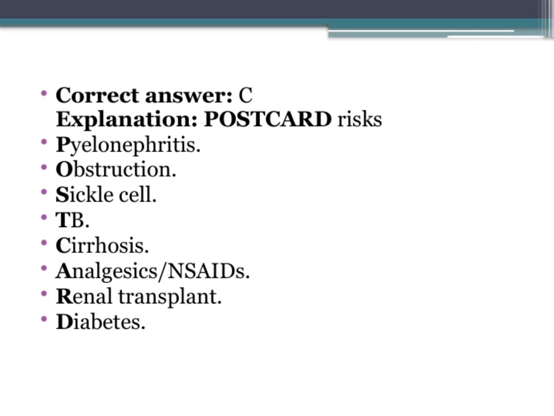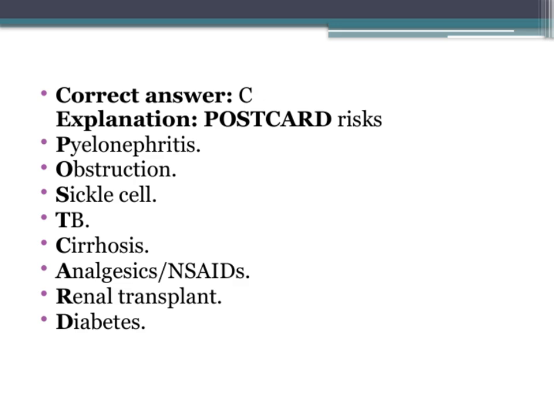All right, let's take a closer look at the correct answer, which is C. When we talk about predisposing risks, we're referring to a variety of conditions that can negatively impact kidney health. These include pyelonephritis, which is a kidney infection, and obstructions in the urinary tract that can cause damage. Sickle cell disease is another important factor because it can lead to sickling of cells in the kidneys, impairing their function.